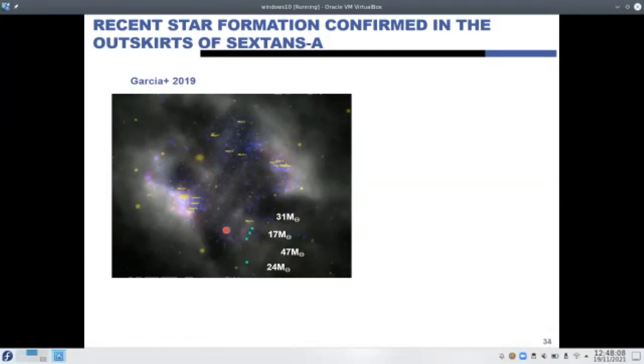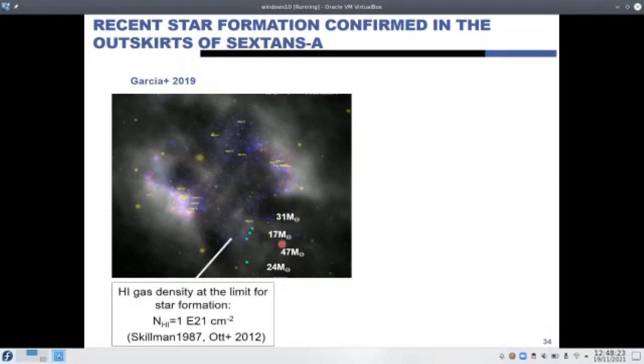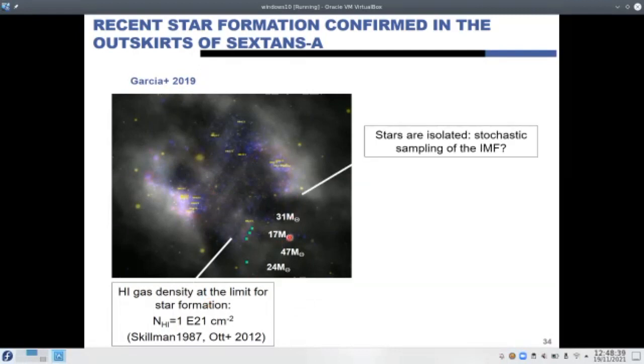So we are not finding very massive stars in the sites where we would expect them, but the contrary is also happening to us. We are finding massive stars in the outskirts of the galaxy, in a region that is basically at the limit of the gas density that is considered to be the minimum for star formation. So that's one very puzzling thing about these four stars that we found in the outskirts of Sextans A.